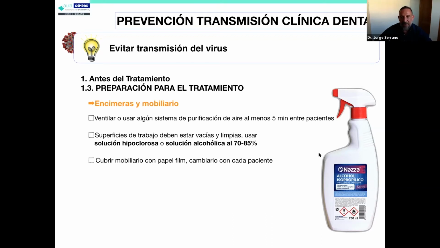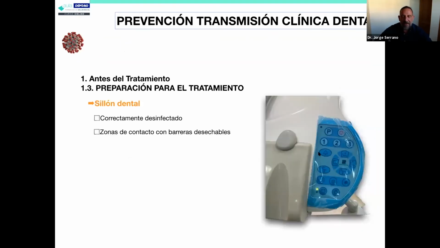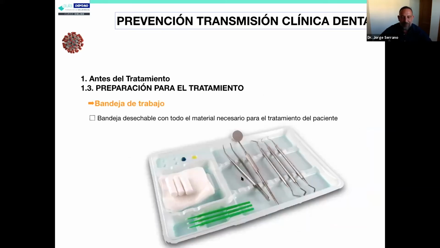should be ventilated. The air should be exchanged, or we use any system of purification if we cannot carry out proper ventilation. The dental chair is to be properly disinfected, and also all the areas which we are going to touch should be covered. Ideally, we should prepare a working tray with all the instruments we will use, not to be touching drawers, furniture and different surfaces to avoid cross-contamination.